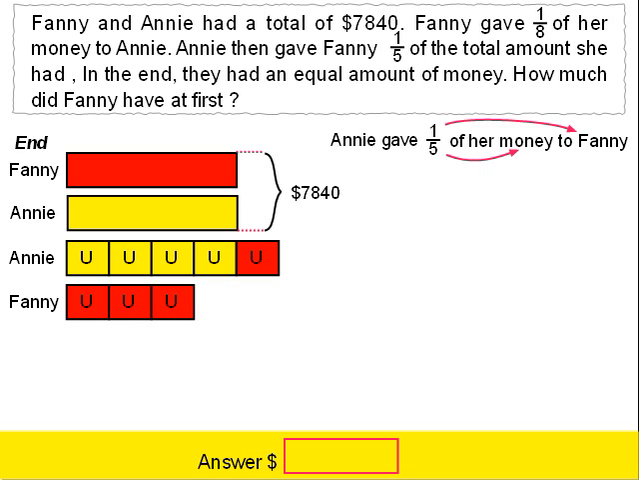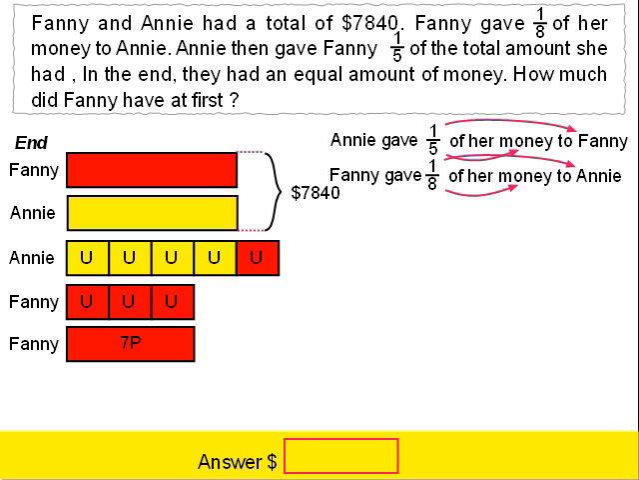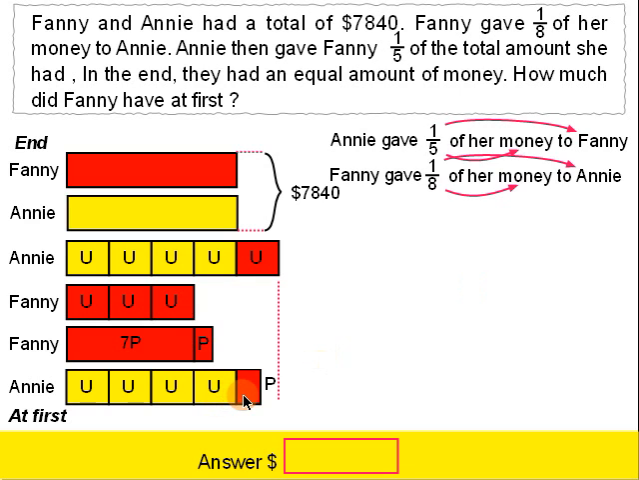Now, what happened previously? Before this, Fanny gave 1/8 of her money to Annie. That means to say that before this, Fanny had 8 parts of money, and she gave 1 part to Annie. So right now, Fanny's model is 3 units, which is equivalent to 7 parts, because she gave away 1 part to Annie. So now we're going to take back the 1 part of money from Annie. So Annie's model will look like 4 units plus a certain amount, because we take back the 1 part. This is how we draw it. So this is the final model, or the model at first.